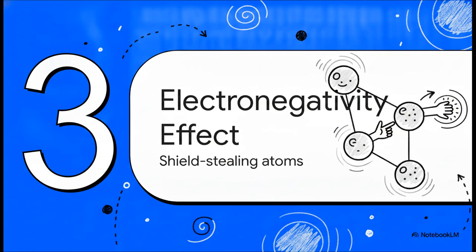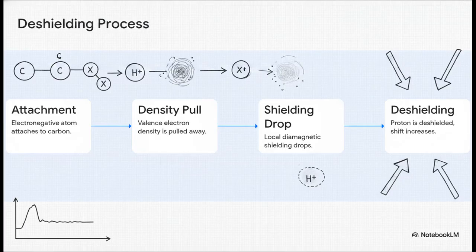Section 3. The electronegativity effect. Let's talk about shield-stealing atoms. We've established that electrons are our shield. So what happens if a highly electronegative atom, like a halogen or an oxygen, attaches to the carbon right next to our proton? Step 1, it attaches. Step 2, because it's so electronegative, it acts like an electron thief, pulling the valence electron density toward itself and away from the proton. Step 3, with fewer electrons hanging around, the local diamagnetic shielding drops.